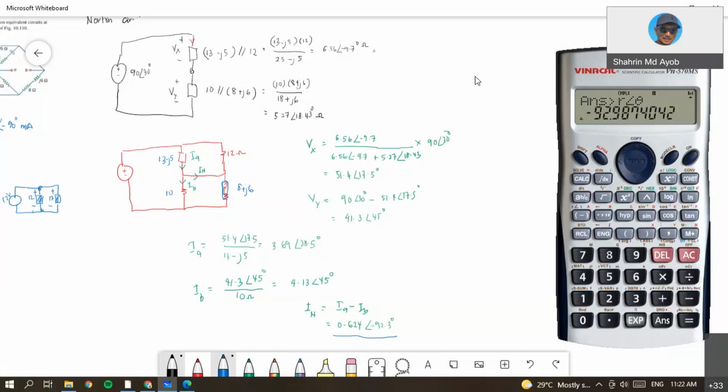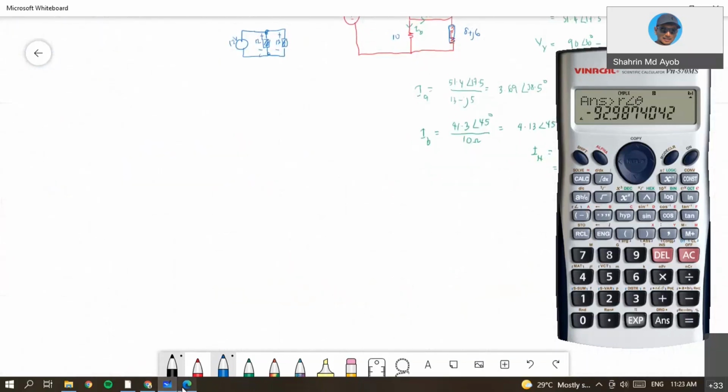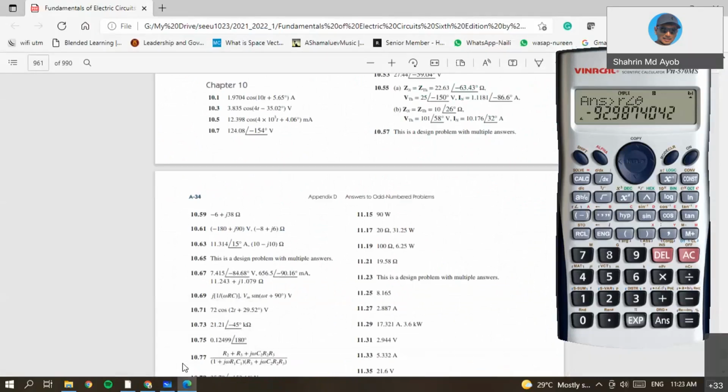Okay, so let's proceed with the same circuit. But I put an extra question. For example, using this circuit, the answer is VTH is 7.415 with an angle of negative 84.68.